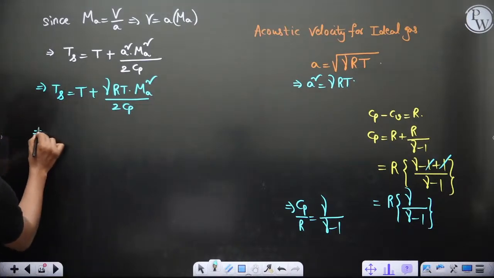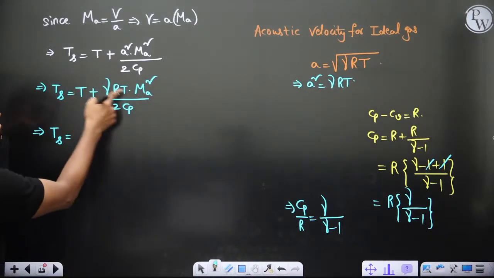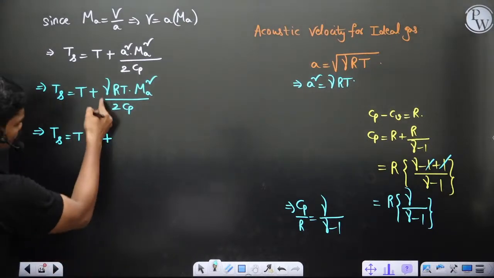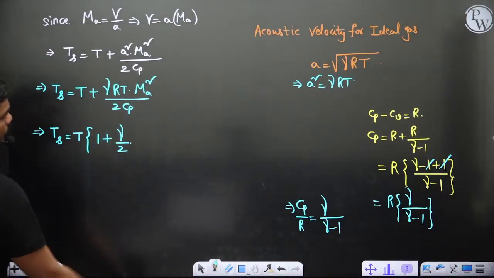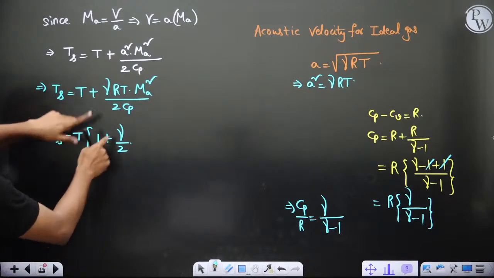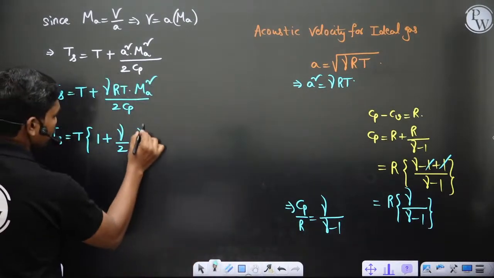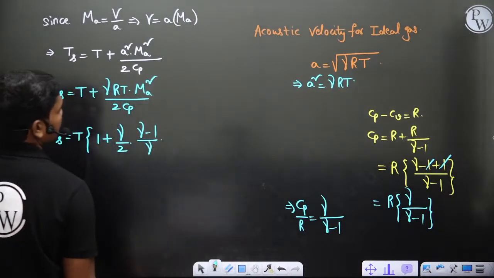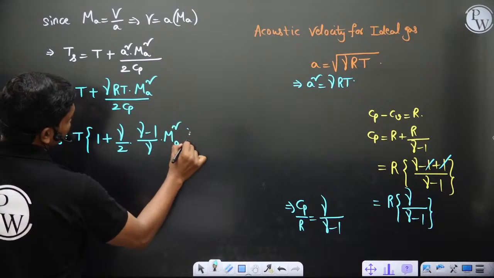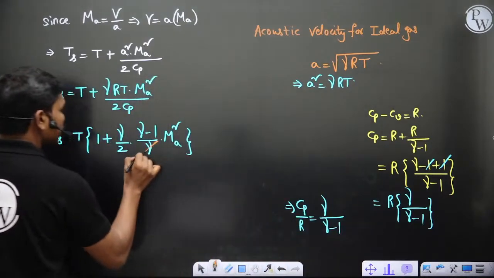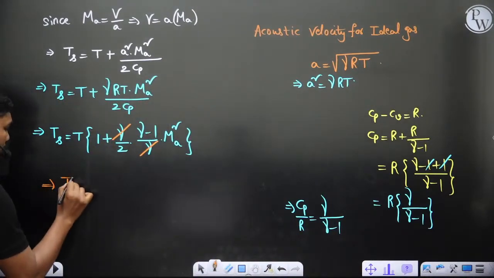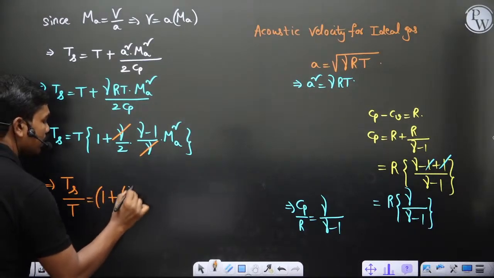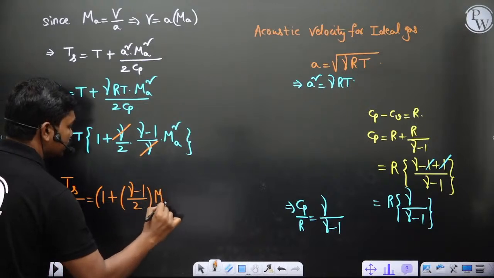Now if you write this here, Ts is equal to, taking T common in both quantities, 1 plus gamma by 2 into R by Cp, so gamma minus 1 upon gamma, multiplied with Ma square. Because this is R by Cp, and earlier this was Cp by R. Now clearly you can see gamma and gamma get cancelled. So stagnation temperature by temperature is equal to 1 plus gamma minus 1 by 2 times Ma square.